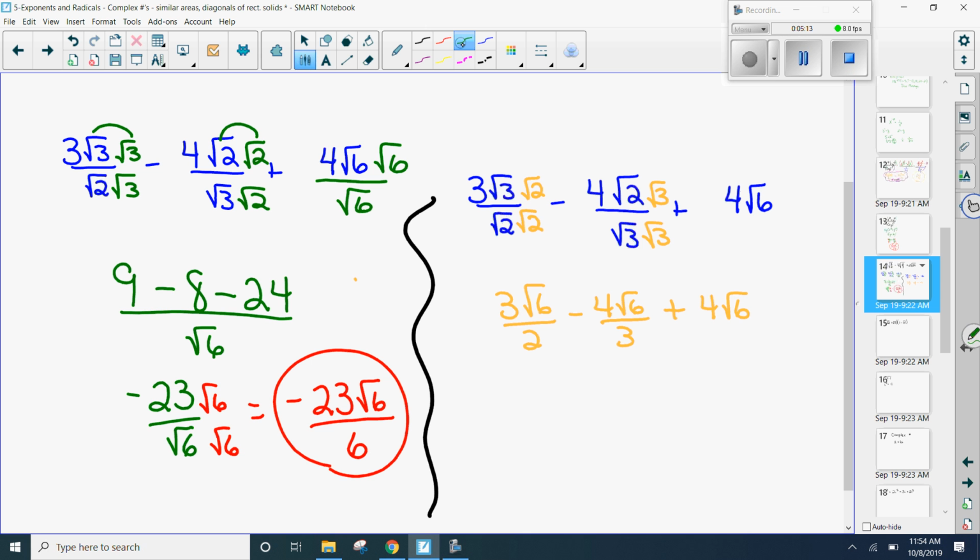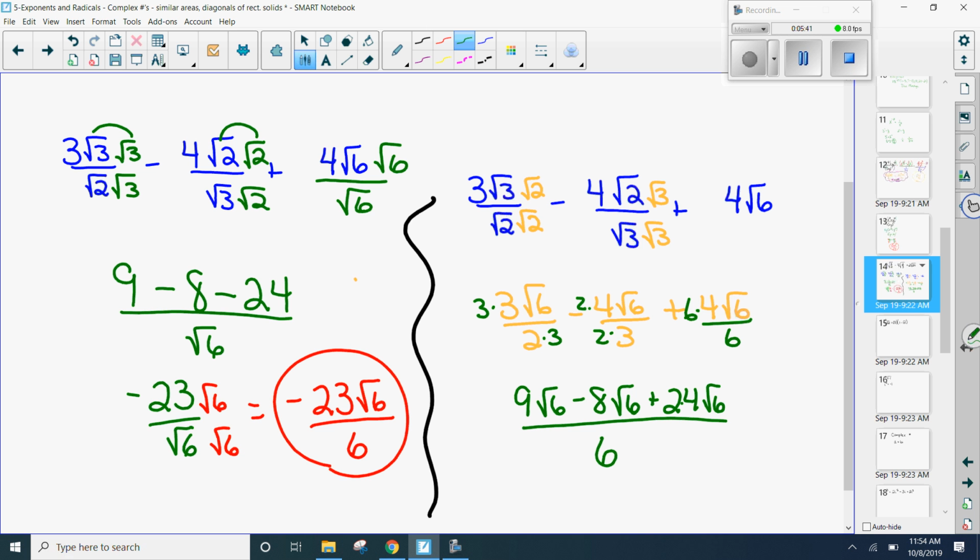The next thing that you would do is get a common denominator. So you'd have to take the first fraction times 3, the second fraction times 2, and the last fraction times 6. When you do that, you get 9 radical 6 minus 8 radical 6 plus 24 radical 6 over 6. And if you group those together, since they all have the same radicand value, you can just add the coefficients and you get 23. Oh, 25.